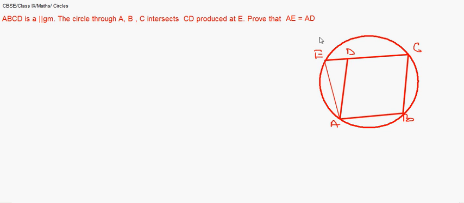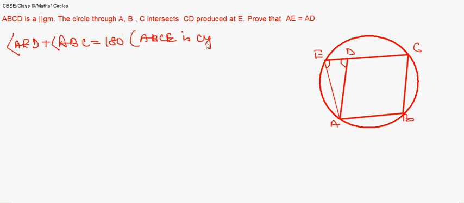If AE is equal to AD is to be proved, I can simply try to prove AED to be isosceles. Now, how do I prove AED to be isosceles? To do so, let us try proving these two angles to be equal. As ABCE is cyclic, angle AED plus angle ABC is equal to 180, and here you write ABCE is cyclic.